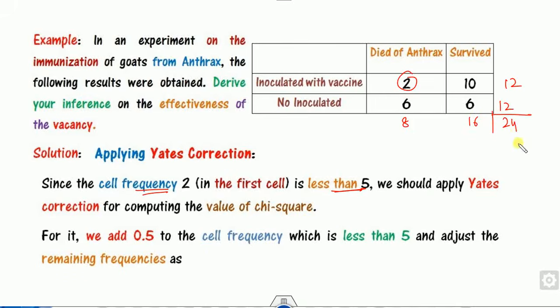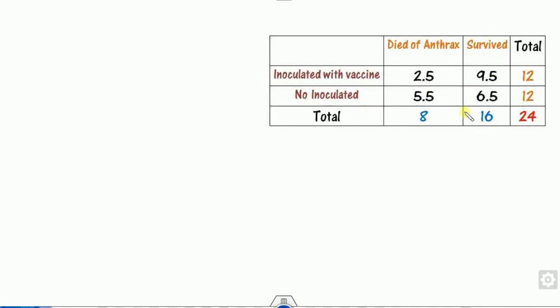Now those numbers which are less than 5, we can add 0.5 in this case. So now you can delete this number. Now remaining is 2.5. We can add 0.5 to all those frequencies which are less than 5, and now we can adjust the others. Now the total is 8, so this value remaining is my 5.5. Now total is 12, this is my 5.5, so this is my 6.5. Total is my 16, so this is my 9.5. So we will convert this into here.